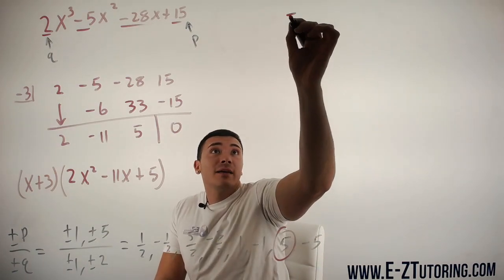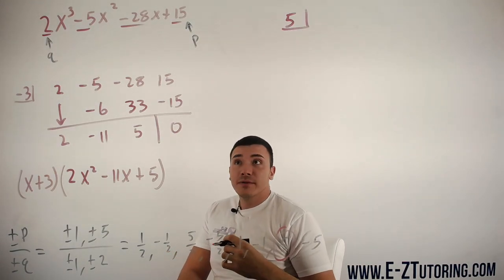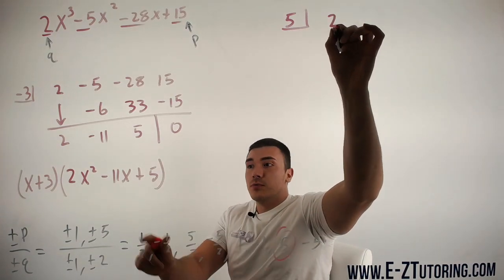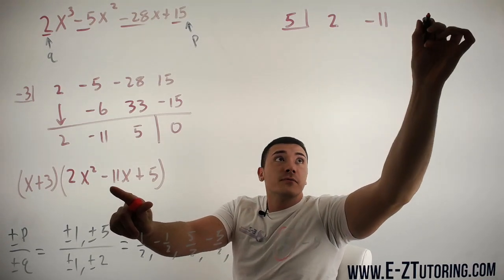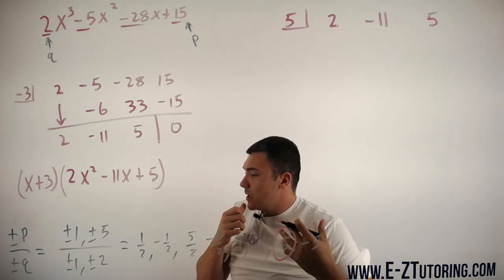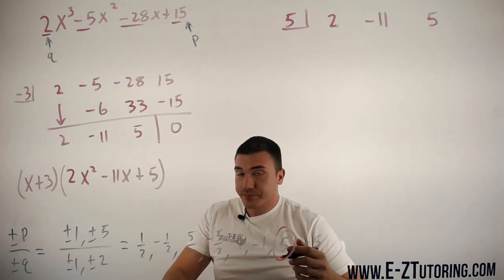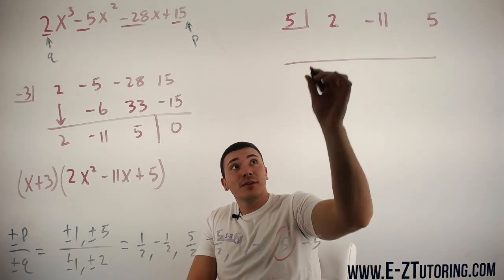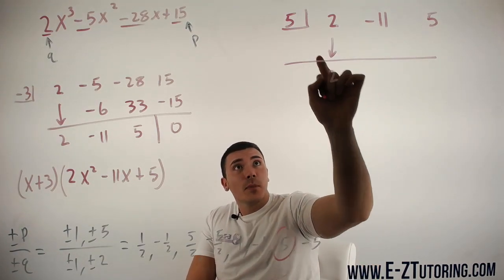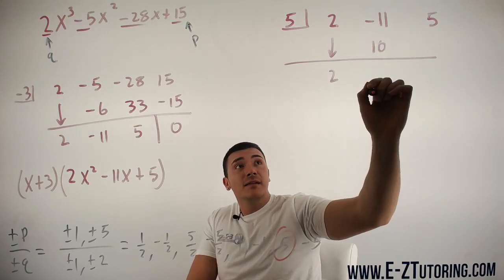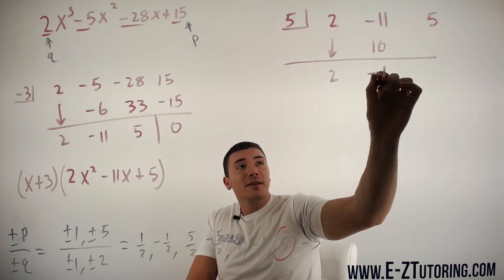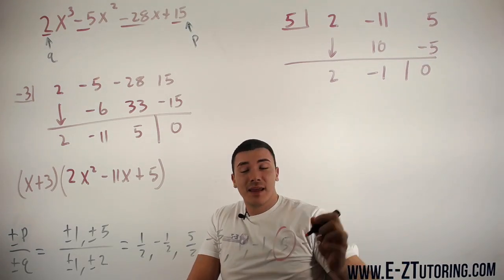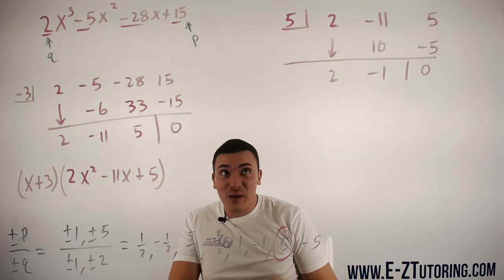All right, so 5 is going to be our divisor. And now we are dividing into this new trinomial. 2, -11, 5. We don't want to include the x's when you do this. All right, so you guys are familiar with synthetic division now. We bring down the 2, multiply by the 5, get 10, add these, get -1, multiply by the 5, get -5, and look at that, we get a remainder of 0, which is exactly what we want.